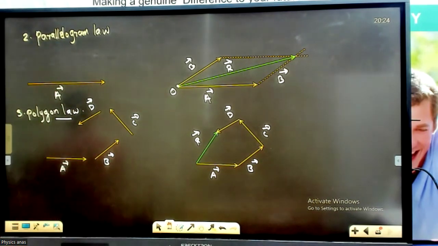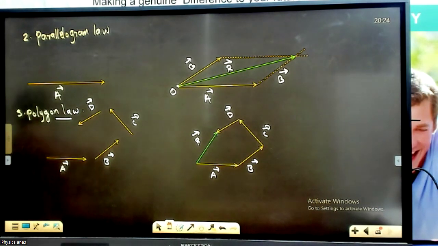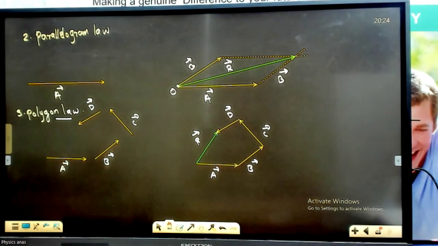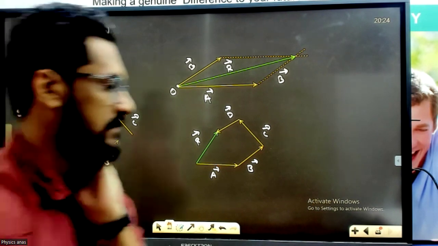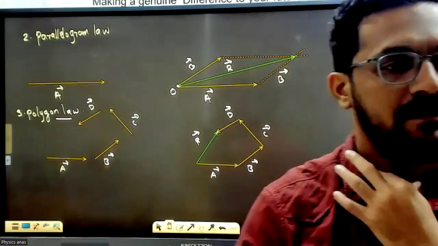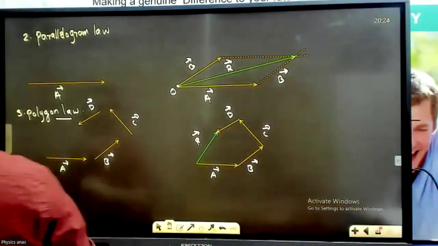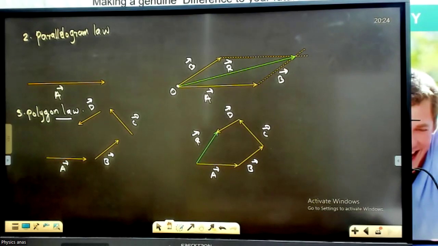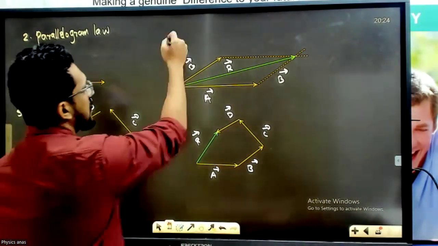We will wind up the class with a derivation. This will be our last topic to discuss. It's a simple derivation. Okay? Now, this is the graphical method of vector addition.